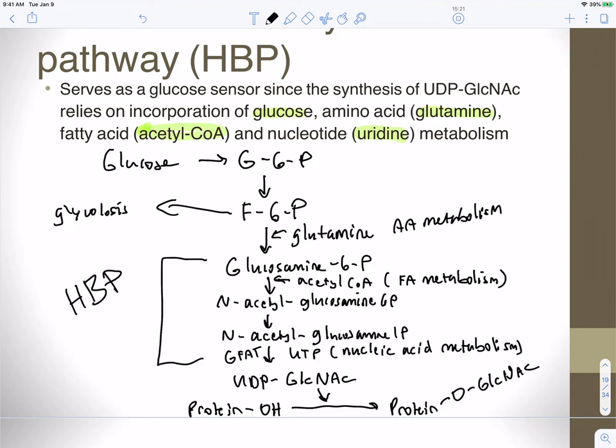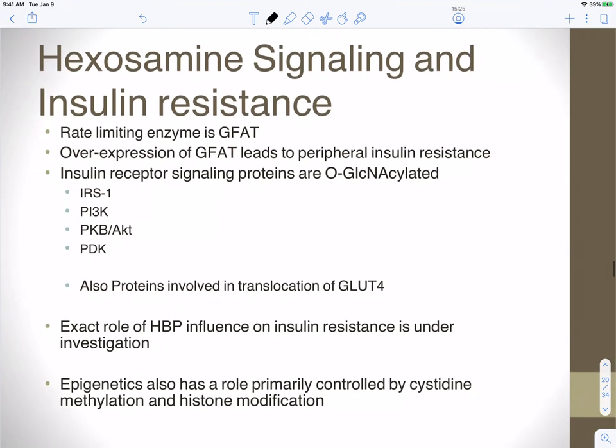Now, this is thought to be important for insulin resistance in type 2 diabetics, because again, that rate limiting step is going to be catalyzed by glutamine fructose 6-phosphate amidotransferase. I'll spell this one out. Glutamine, fructose. So the rate limiting step, in some cases you'll get overexpression of your GFAT, which can lead to insulin resistance. The proteins involved in insulin receptor signaling that have this O-linked N-acetylglucosamine are your insulin receptor substrate, that IRS1.